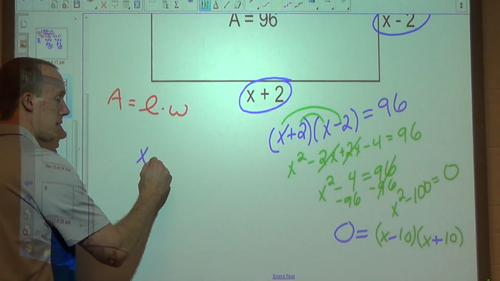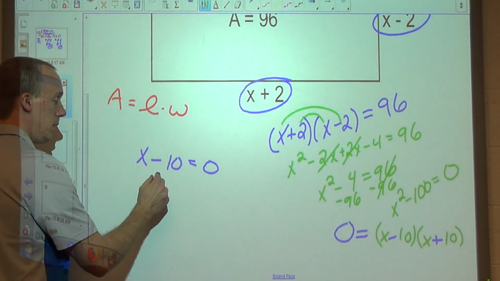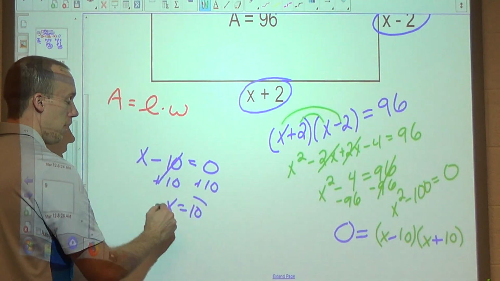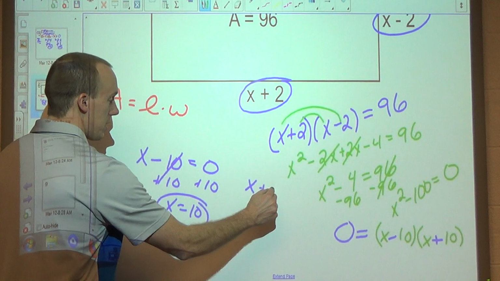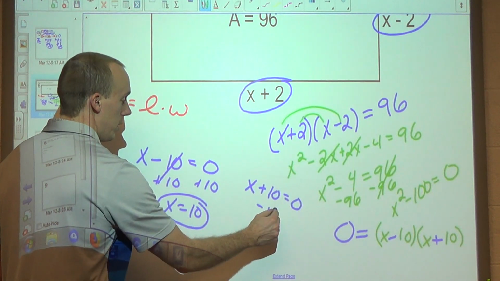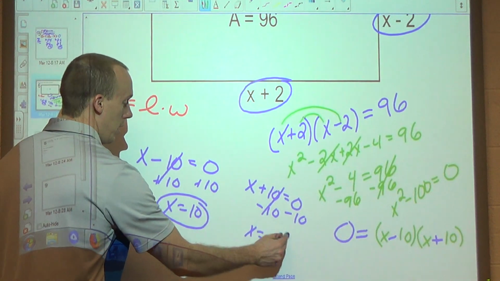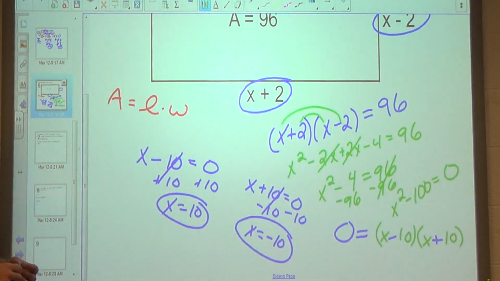Yep, so it'd be x minus 10 equals 0. So you'd add the 10 over and get x equals 10. Or you'd go x plus 10 equals 0, and you minus the 10 over, and we get x equals a negative 10.